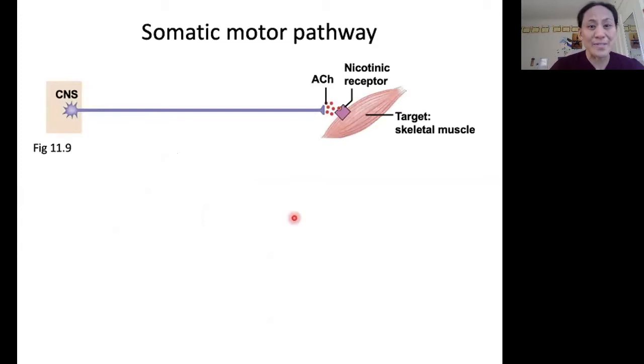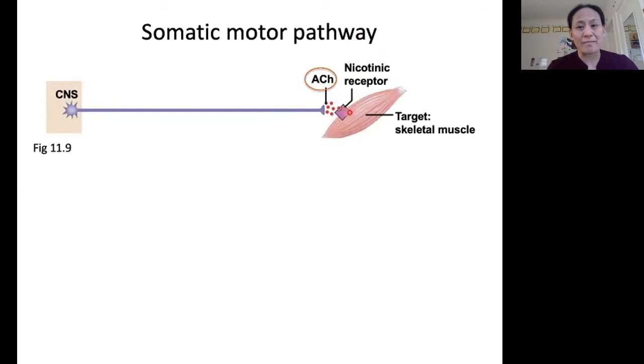It is very, very simple. It's just one neuron that leads from the central nervous system to the target, which is skeletal muscle. Remember that the somatic motor system is going to control our skeletal muscle, our voluntary muscle movements. At the synapse with the skeletal muscle, the neurotransmitter that is used is acetylcholine, and the receptors that are used are nicotinic receptors.